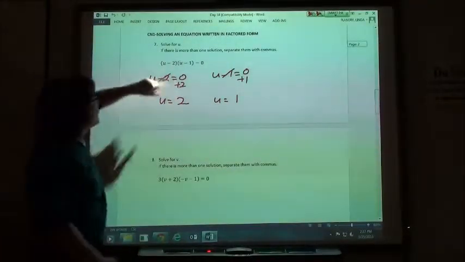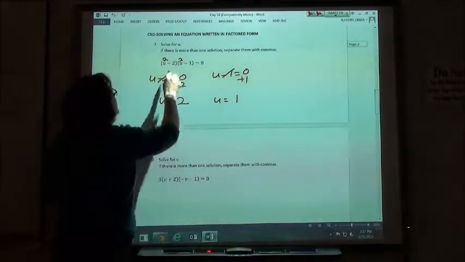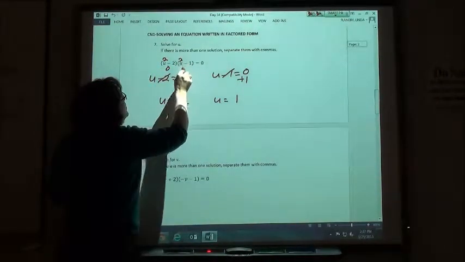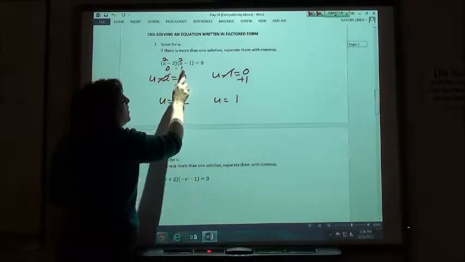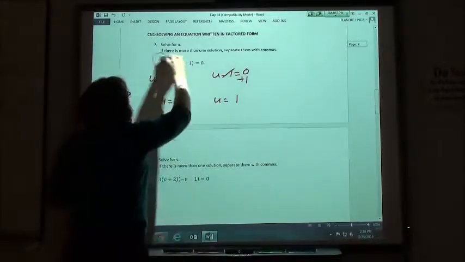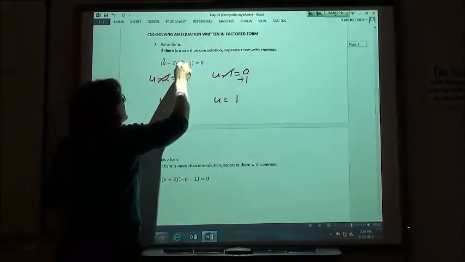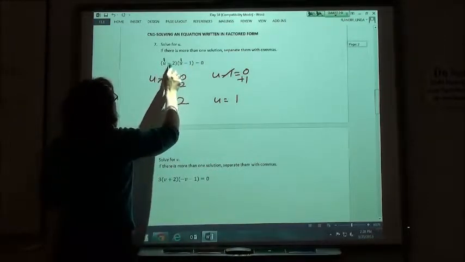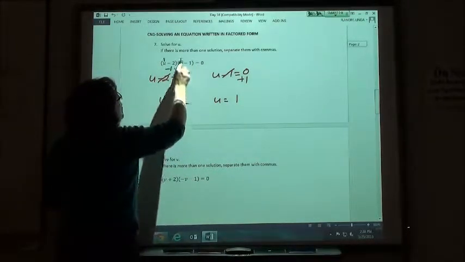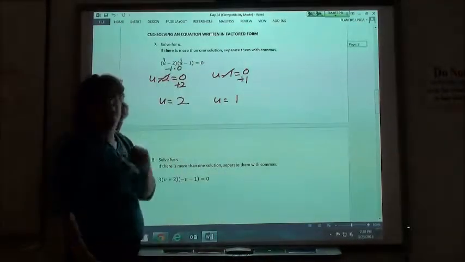So if I check that out, if I put my 2's in, 2 minus 2 is 0. 2 minus 1 is 1. But 0 times 1, hey, is 0. That checks out. If I happen to do the other one, put my 1's in, because that was my other answer, 1 minus 2 is negative 1. 1 minus 1 is 0. Negative 1 times 0, guess what, is 0.